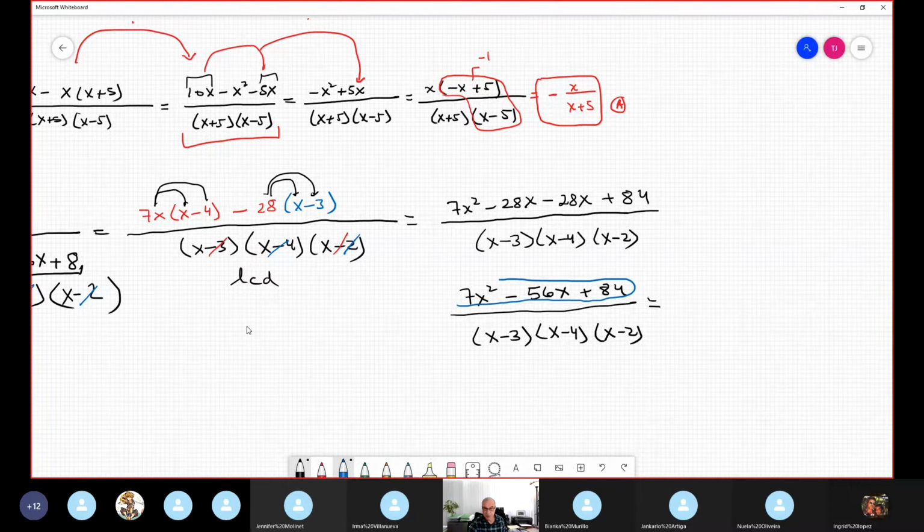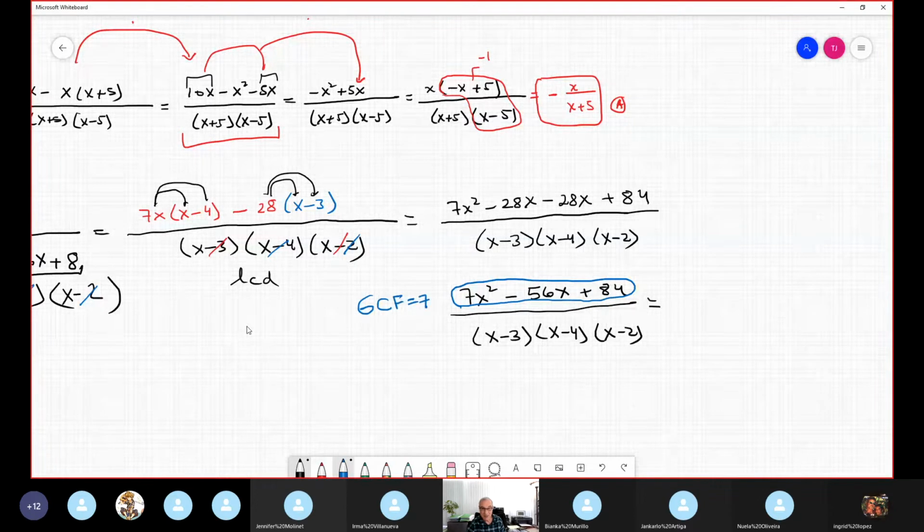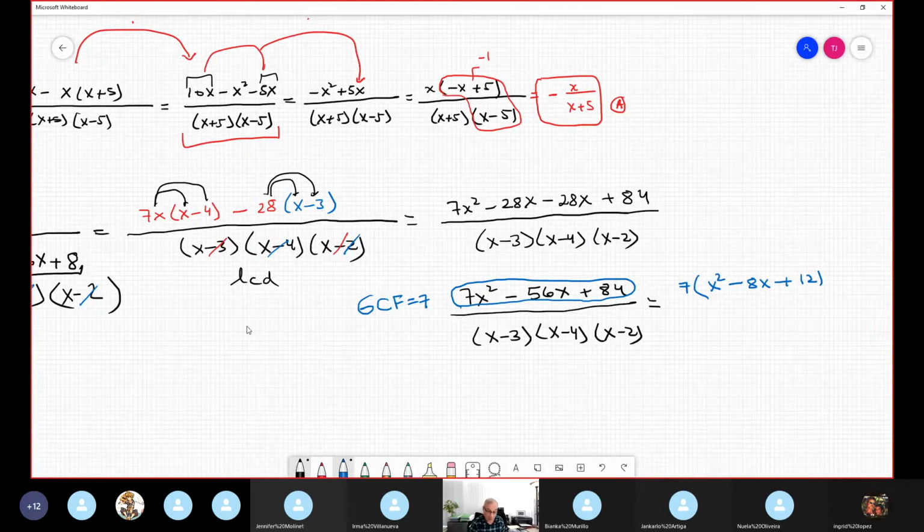Let's try to do factorization on the top part. I don't know, let me see if the GCF is 7 or not. 84 divided by 7 is 12. Oh yes, okay. If you factor out the GCF here, the GCF is 7. I factor out 7, and stay x squared minus 8x, because 8 times 7 is 56, plus 12. Because I put in my calculator 84 divided by 7 and the answer was 12. Super.